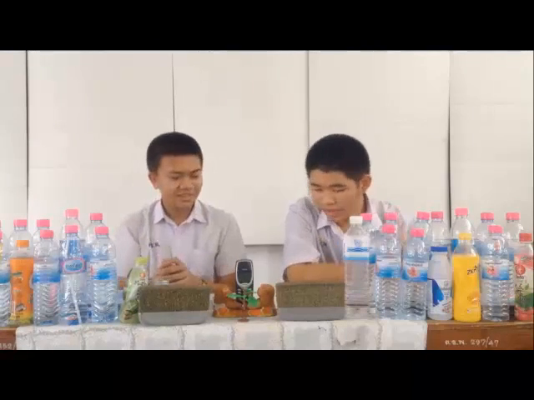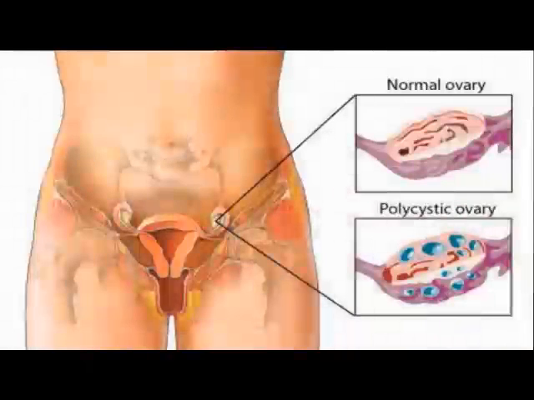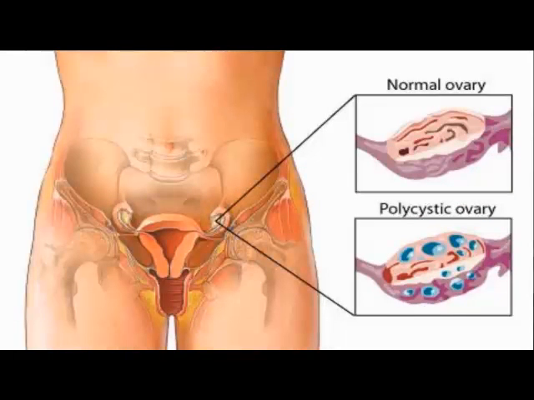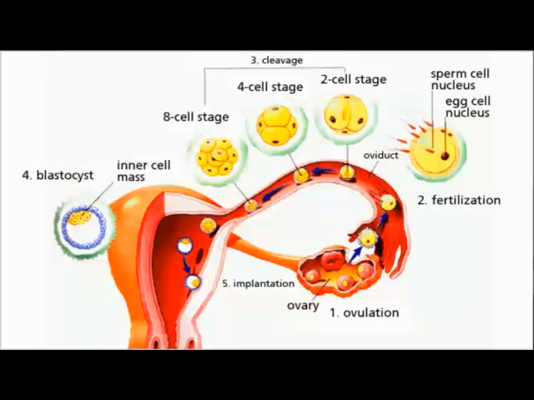Let's begin with the female reproductive system. What organs are in the female reproductive system? I will begin first with the ovaries. Ovaries produce the female sex hormones estrogen and progesterone. Ovum travel from the ovary to the fallopian tube.